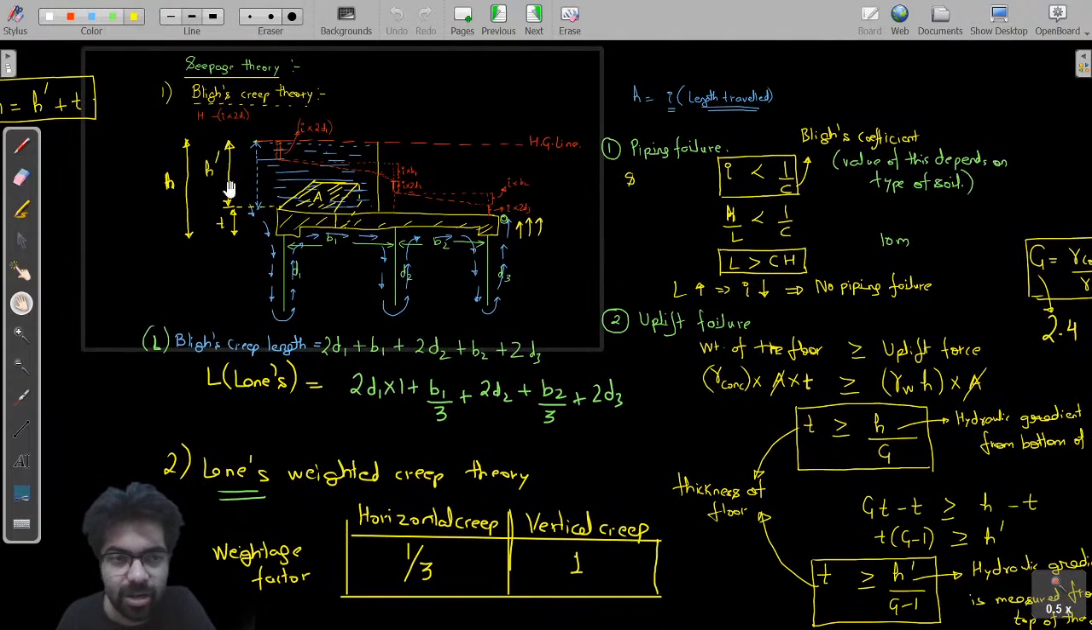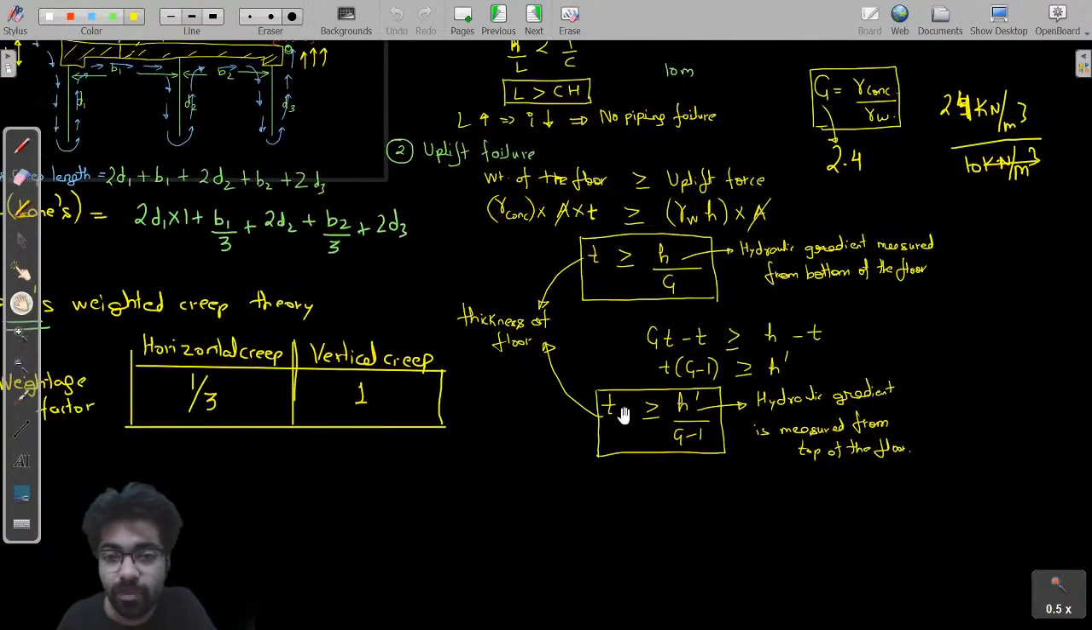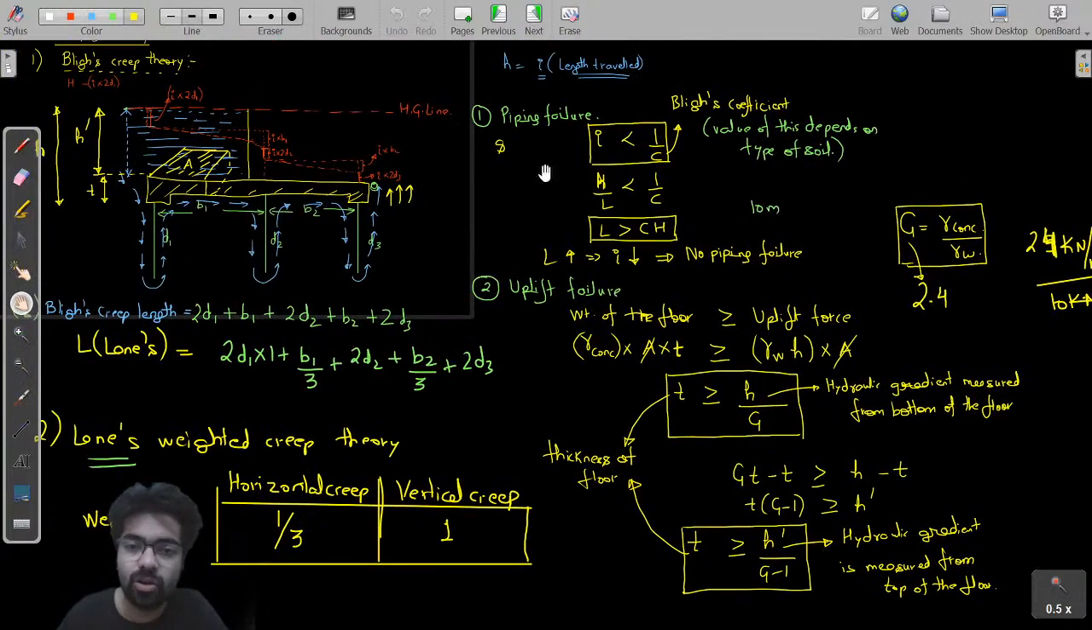This question has been asked, so I'm just telling you. It can also give you the hydraulic gradient from the top of the floor, so please be careful when to apply which formula. This formula you will apply when the hydraulic gradient is given from the bottom of the floor. Yes, 2 is the absolutely correct answer.